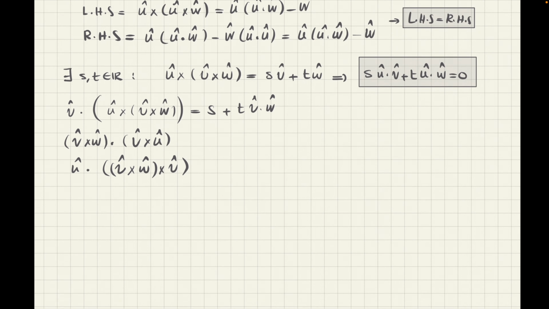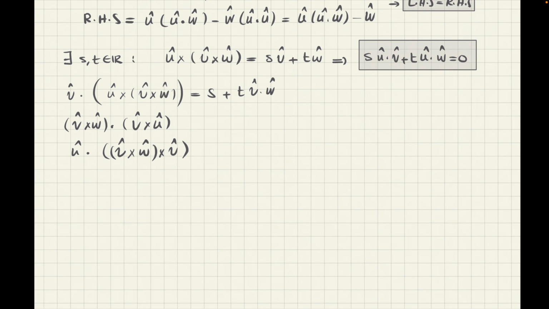Yes? And then what I do, I write it as minus U dot, and I interchange V and V cross W. Yes, so what I have done, I replace these two vectors and I put a minus sign here, and then I can now write the right-hand side here. So it becomes S plus T V dot W.